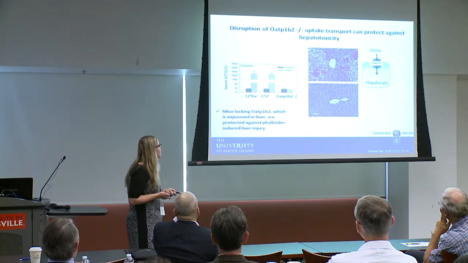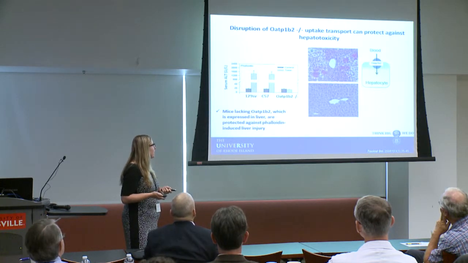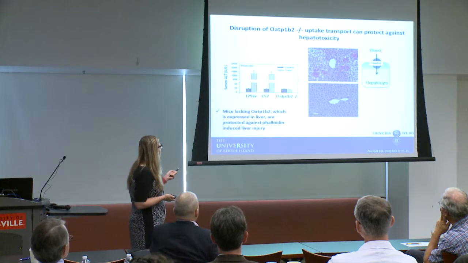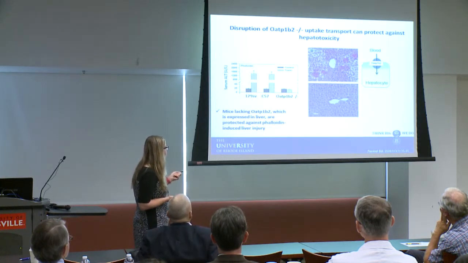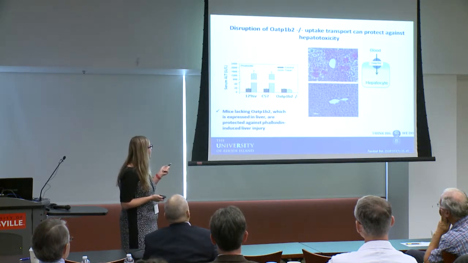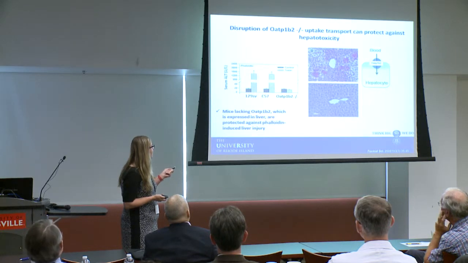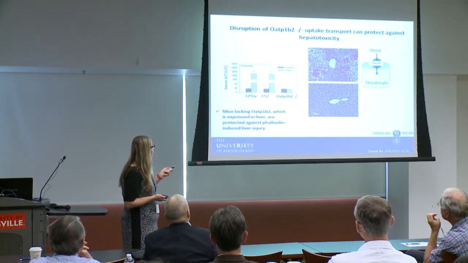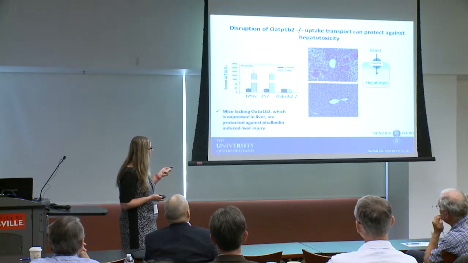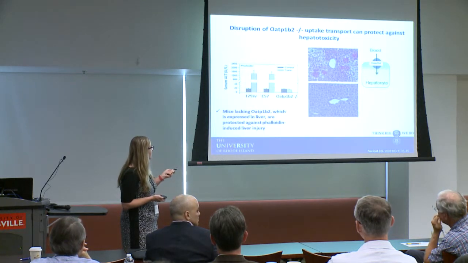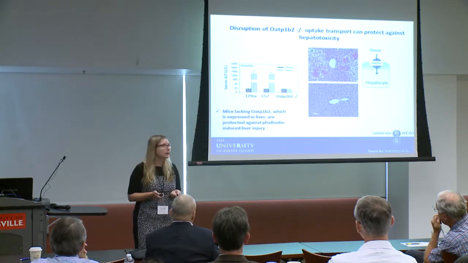Lastly, Kirk Clausen's group showed a nice body of work showing that if you generate OATP knockouts, you can protect the liver from hepatotoxicity. So they administered phalloidin. Phalloidin was toxic to the wild-type mice. However, in mice that lack OATPs, they don't have the same elevation in serum ALT, and this is just the pathology showing it. So this is the knockout. If you can't get it in, it can't be toxic.